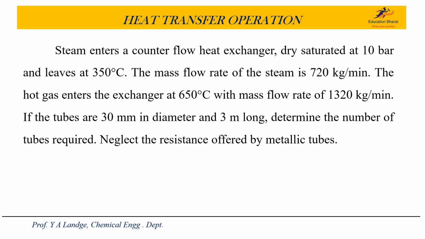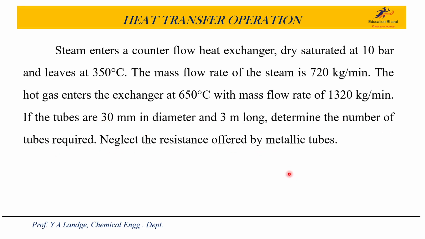Steam enters a counterflow heat exchanger, dry saturated at 10 bar, and leaves at 350 degrees Celsius. The mass flow rate of the steam is 720 kg per minute. The hot gas enters the exchanger at 650 degrees Celsius with a mass flow rate of 1320 kg per minute. If the tubes are 30 mm in diameter and 3 meters long, determine the number of tubes required.